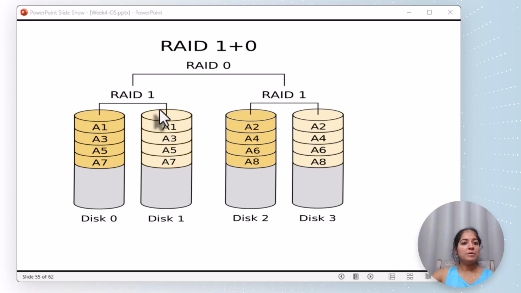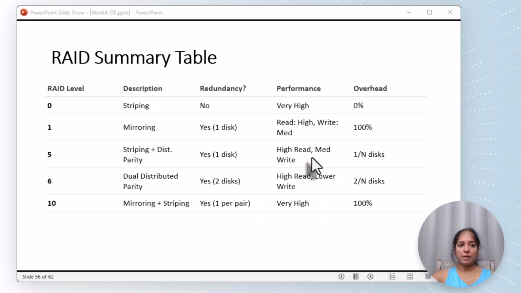Like you see here, disk 1, RAID 0. So all the disks are separated. Under RAID 0, we have RAID 1. So A1, A1, A3, A3, A5, A5, A7, A7, we are having the mirroring. And in RAID 1 on the other side, A2, A2, A4, A4, A6, A6, A8, A8. So we are having the features of both RAID 0 and RAID 1.